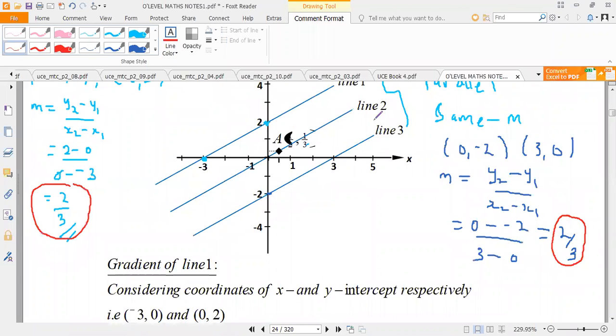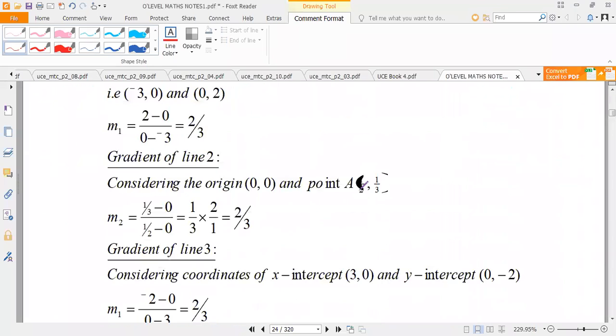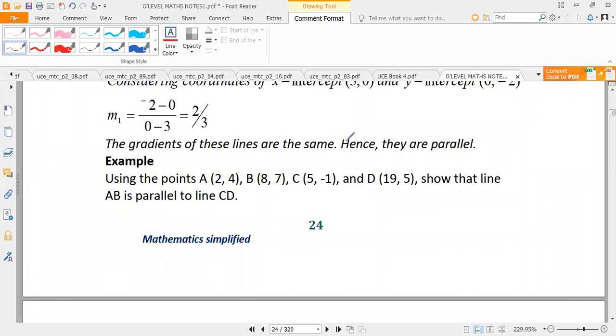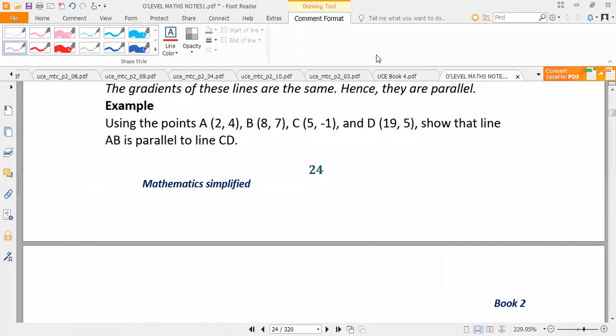Even if you are to find the gradient of line 2 here, you will still get the same answer of 2 out of 3, because those lines all have the same gradient. That's why they will not meet at all. Okay, so we have another example question here.